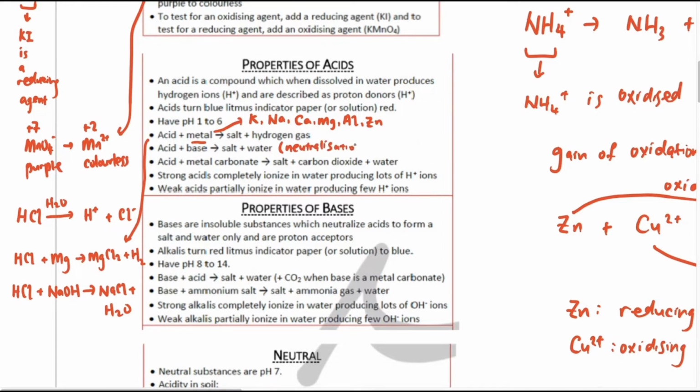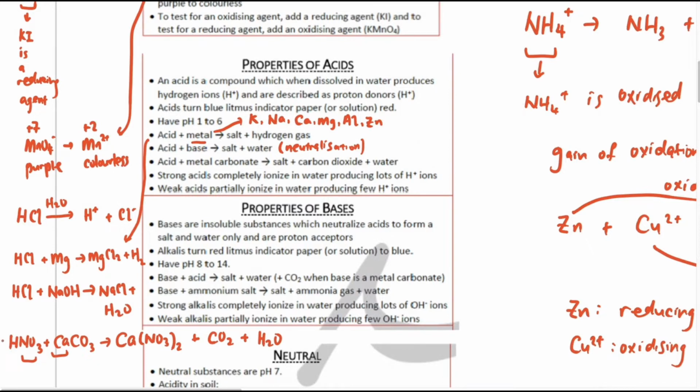The next one, acid plus metal carbonate. You get salt, carbon dioxide, and water. For example, I use nitric acid, HNO3, plus a metal carbonate. Let's say I use calcium carbonate. They will form salt. The salt will be calcium nitrate. How do we know the salt is calcium nitrate? You take the positive ion and combine it with the negative ion. Then you get the salt. Then carbon dioxide. Carbon dioxide is from here, CO3 becomes CO2. And then after that, it also forms water, H2O.